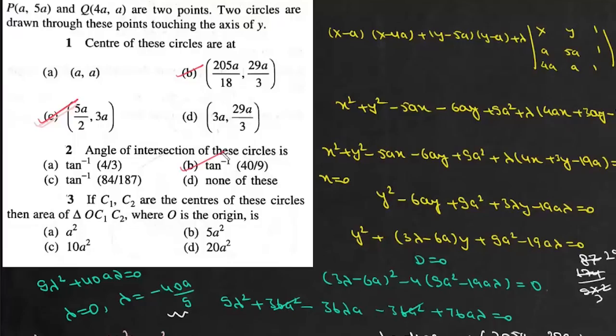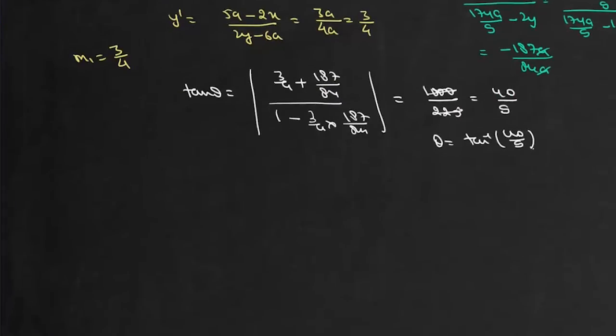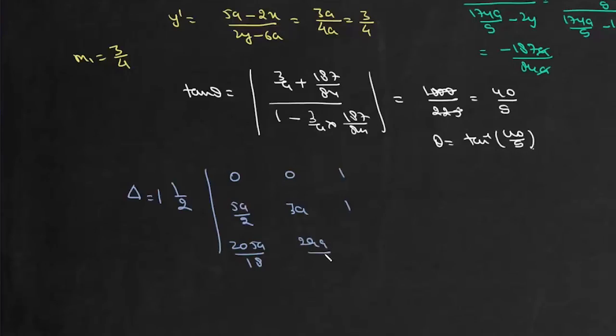Now this third one is, if C1, C2 are centers of these circles, then the area of triangle OC1C2. Now we know that the area of a triangle is given by 1 by 2 times the determinant with rows 0, 0, 1, and the two centers, which are at (5a by 2, 3a, 1) and (205a by 18, 29a by 3, 1).